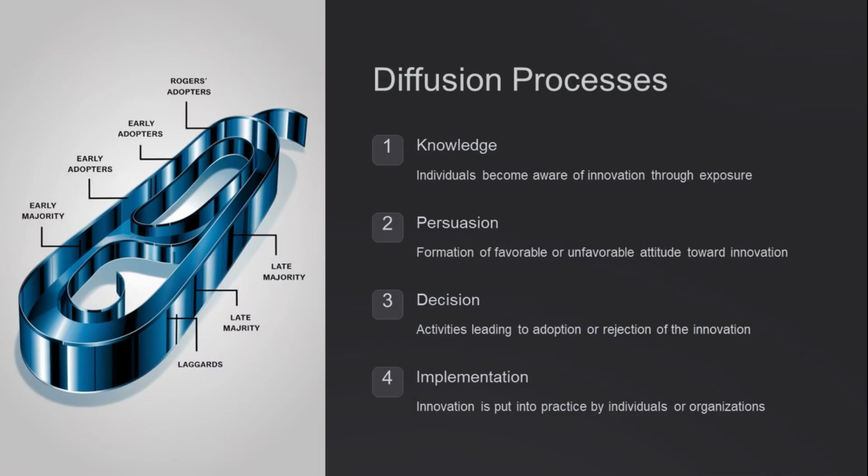When we talk about how trends spread, we often use the diffusion of innovation model. First comes knowledge. People hear about something new. Then persuasion. They form opinions, good or bad. Then decision, to adopt or reject it. And finally, implementation, putting the idea into action. This model is useful for understanding how ideas spread in real life.